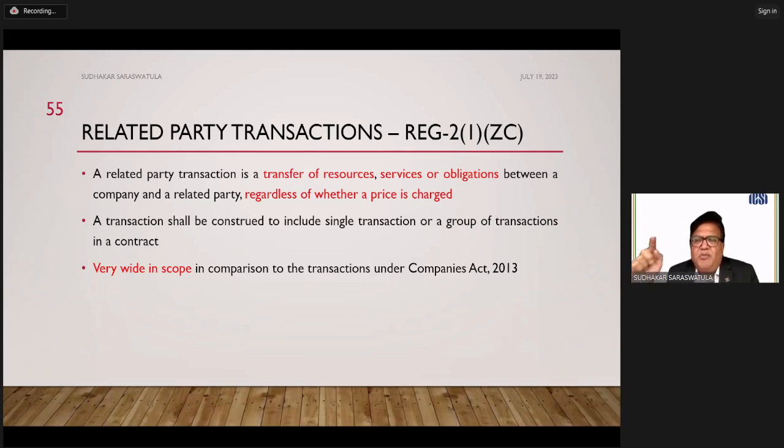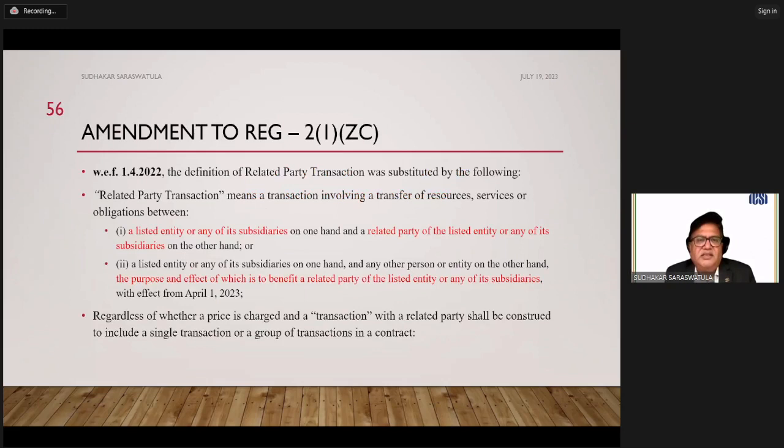Because the moment he is making a supply to me, he will put in his profile that he is a supplier to Reliance Industries Limited. That itself will give him extra mileage, a great benefit as far as his business or profession is concerned. That's why in the listing regulations, very aptly, they have brought in this concept of whether the price is charged or not. A transaction shall be construed to include a single transaction or a group of transactions in a contract, a very wide scope compared to the Companies Act.